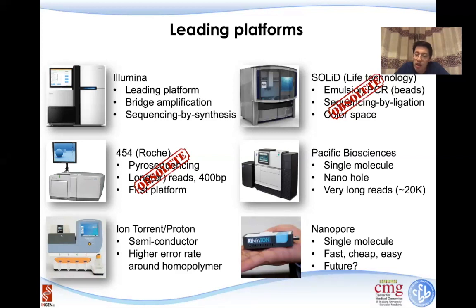which is shown here. And if you look at this picture, it is in this person's hand, and that is actually the size of the sequencer. It is very portable. It is a single molecule technology. It's fast, cheap, and easy. A lot of people consider that to be the future of next generation sequencing technology. But regardless of this, Illumina is still the gold standard at the current stage, producing a huge amount of data in the public domain.